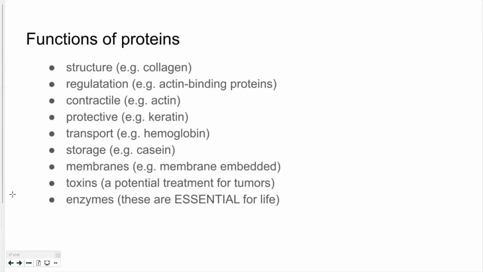We're going to have a whole chapter about all sorts of proteins stuck in the cell's plasma membrane that allow things to move in and out of the cell. They can be toxins. And really, what we're going to spend a lot of time talking about in this course is the function of enzymes, because enzymes speed up how fast a chemical reaction goes, allowing life to continue.